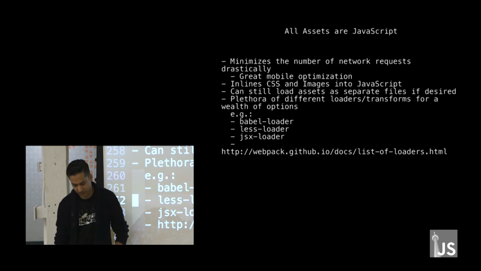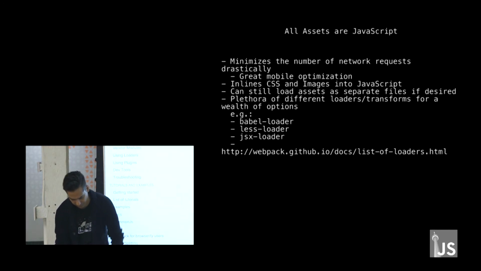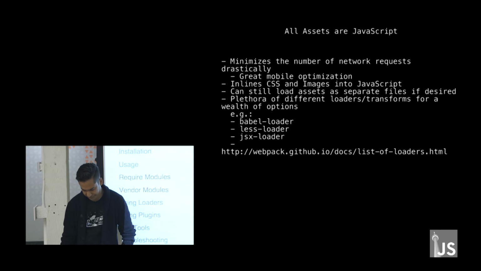So the Babel loader, there's less loader, there's JSX loader. I have a list of loaders over here to give you an idea. On the mobile mode. So you can get source maps, cowsay. You can embed a cowsay header if you want, so that gets back to the farm. CSV.